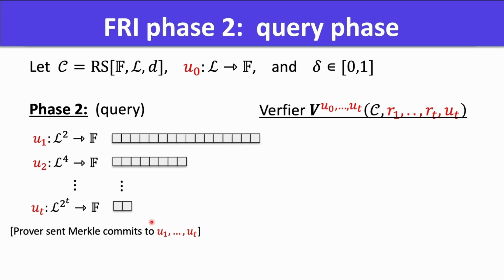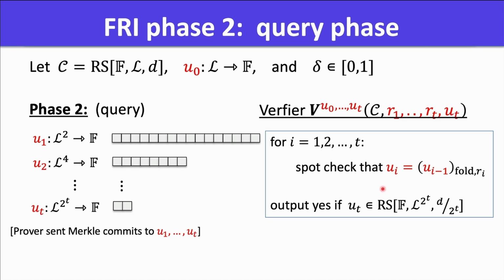Okay, so what do we do in the query phase? The verifier just needs to verify that each UI really is a folding of UI-1 folded using the randomness Ri that the verifier sent. So how do we verify that these two functions are the same? What we're going to do is just spot check. We're going to evaluate them at a few random points and make sure that they're the same in those points. If they ever differ at any of the spot checks, the verifier will reject the entire interaction. And if they're the same everywhere, then the verifier will accept. Okay, so by spot checking, the verifier has some confidence that the folding was actually done correctly.